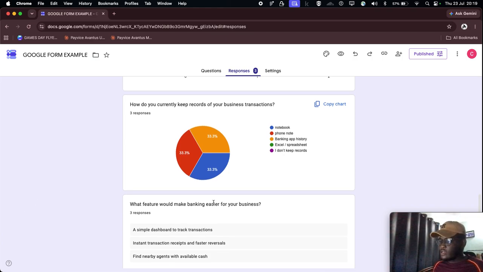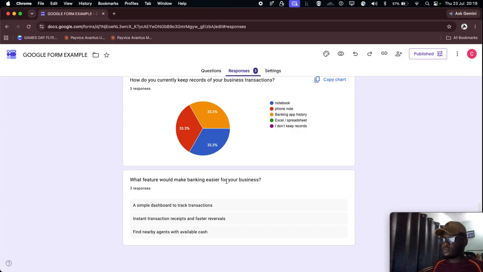And then the last question I asked was, what feature would make banking easier for business? This one was an open answer question. I didn't have multiple choice or anything. I wanted them to freely talk about what exactly is the problem they are facing. And then I can go here and say, okay, this person says I need a simple dashboard to track my transactions. This other person says I need instant transaction receipts and faster reversals. This other person says I want to be able to find nearby agents who have available cash. So these people have stated their problems.